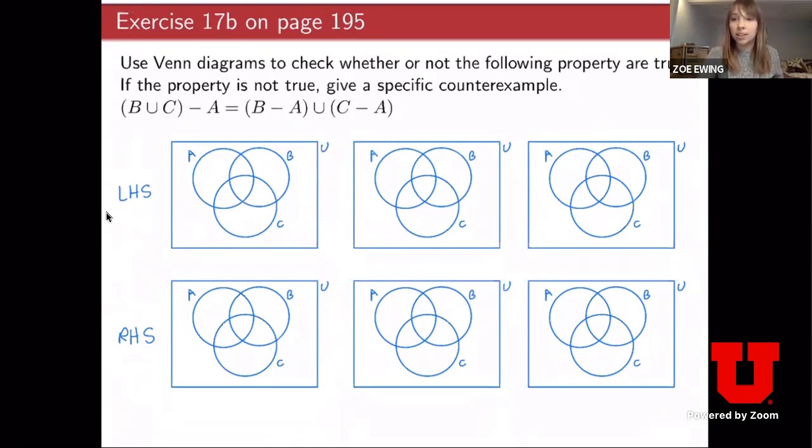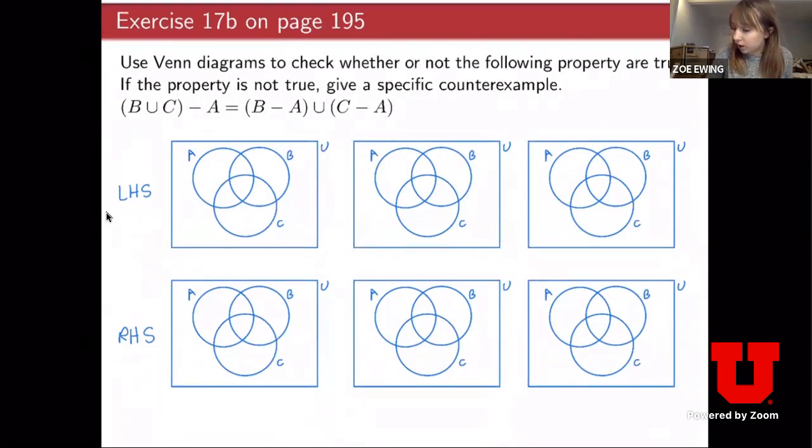All right, that is about 2 minutes, so let's get started. We've got 3 Venn diagrams for each side because there's about 3 steps for each side of the equal sign. So we start by writing B union C because that's the first term in our left-hand side. And we know that B union C is everything that's in C and everything that's in B.